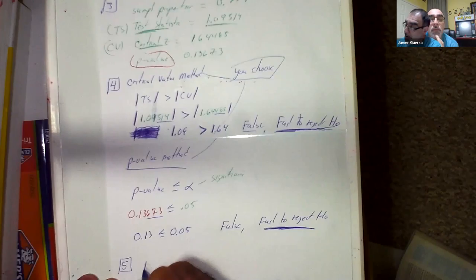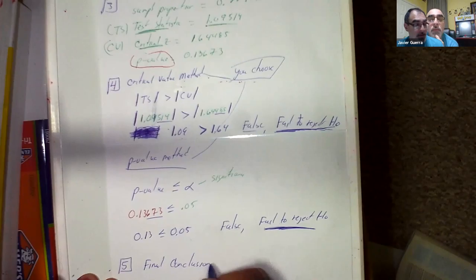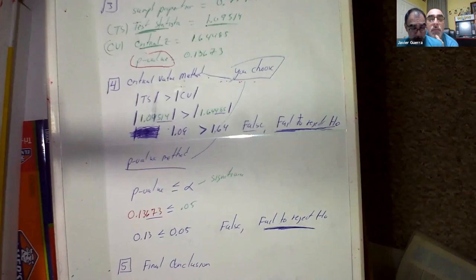Final conclusion. I was going to play the song Final Countdown. You remember that song? I'm not going to sing it. I'm going to hurt my voice. Final conclusion. Okay. All right.